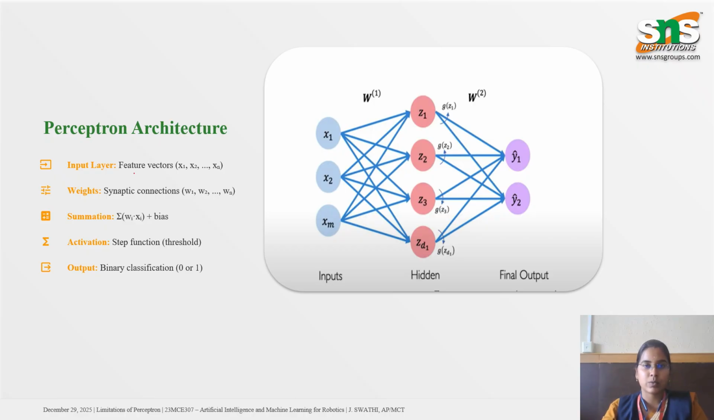The input layer is x1, x2 until xm, and we have the synaptic connections like w1, w2, up to wn. We have the summation point where the weights and the inputs are multiplied and given into a sum plus bias condition. The activation function is a step function which holds the threshold value, and since it is a binary linear classification, the output will also be binary, either 0 or 1.